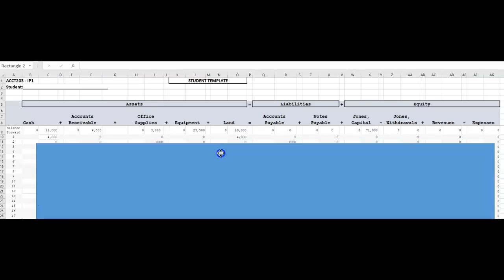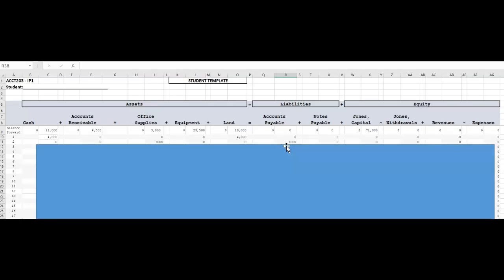We spent 4,000 and we bought land. Let's go through another example. Look at this second one here. Now we see office supplies went up 1,000 and accounts payable went up 1,000. Accounts payable is a liability. A liability means we owe something to somebody else. So what did we do here? We must have purchased office supplies on account, right?